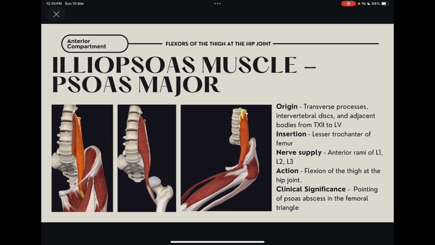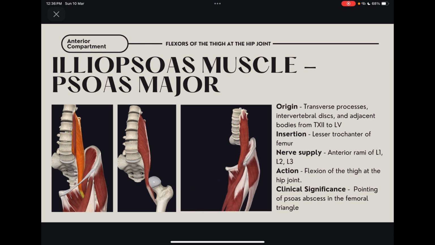So since it's not technically an anterior compartment muscle, since it's actually coming from the abdominal region, it's not supplied by the femoral nerve, it's supplied by the anterior rami of L1, L2, and L3. And this muscle will also help in flexion of the hip joint. So similar to all of your anterior compartment muscles, it will flex the hip joint, but the difference is that it's coming from the abdominal region, so it's supplied by the anterior rami of L1, L2, L3.